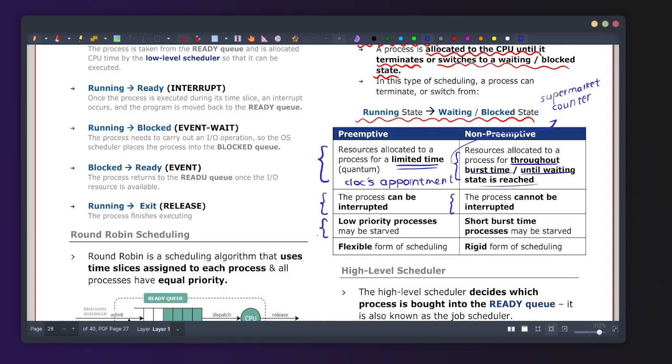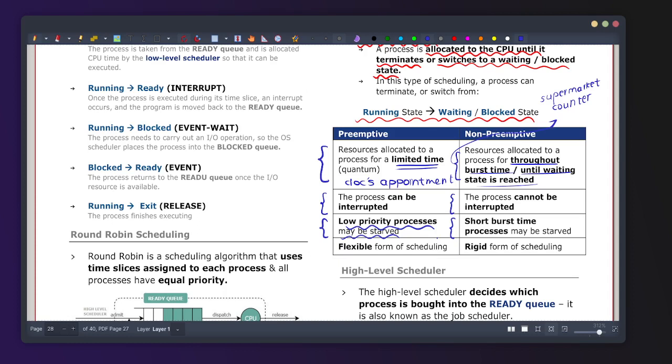Furthermore, the problem with preemptive scheduling is that low priority processes may be starved. What that means is, basically, in preemptive scheduling, the processes go into the processor on a priority basis. Because of that, low priority processes might have to wait for a long time until they finally get the opportunity to go into the CPU. So low priority processes may be starved in preemptive scheduling.